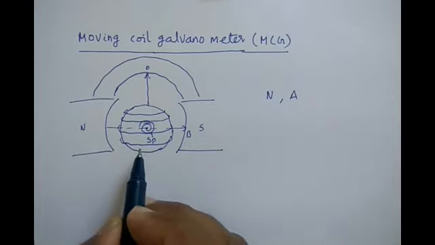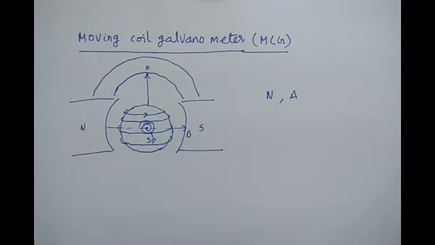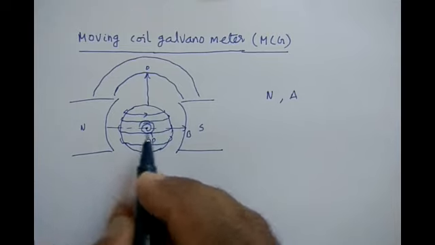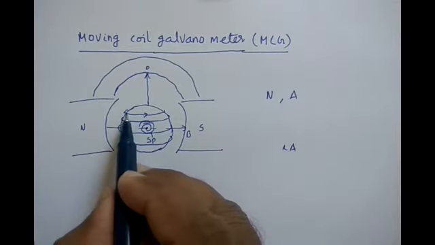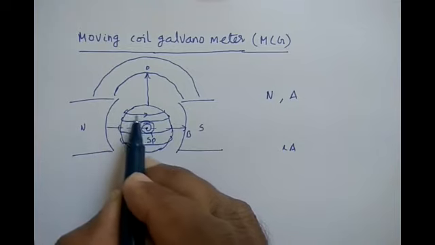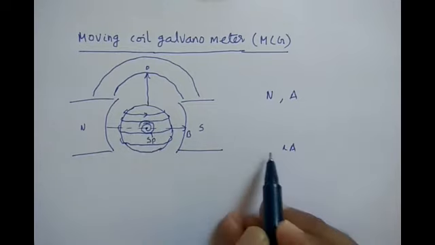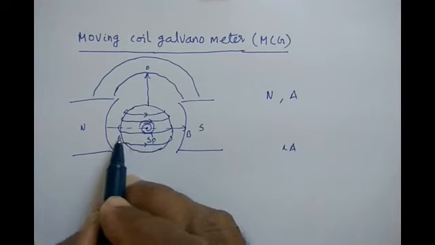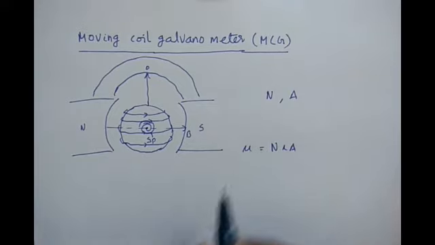So whenever current is going through this wire, for example in this direction, each loop behaves like a magnetic dipole whose magnetic moment will be I times A. If the area of this loop is A, then the magnetic moment of this loop is I times A, and there are N such turns, so the total magnetic moment of the coil will be N into I A. That is your total magnetic moment.